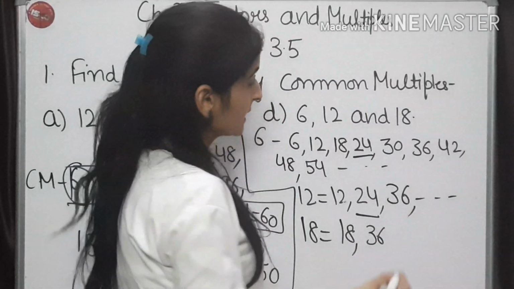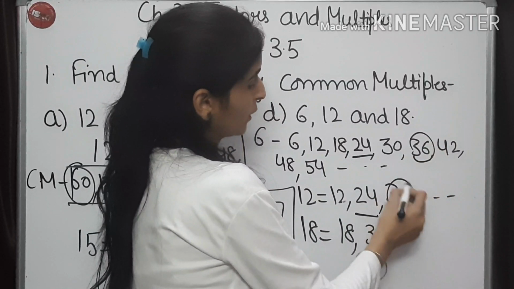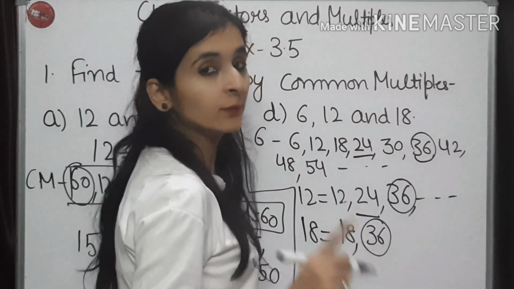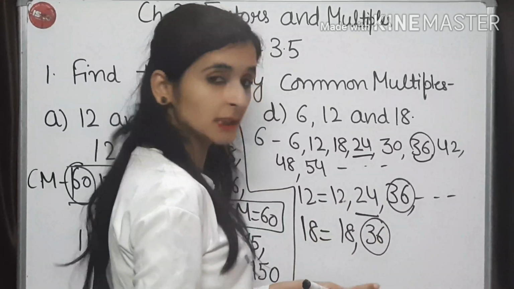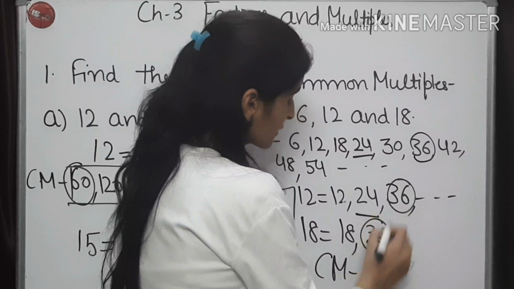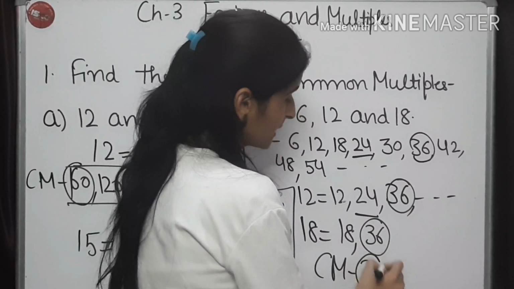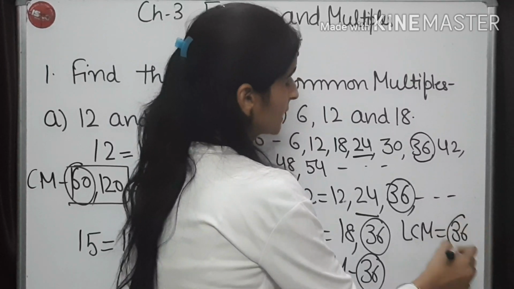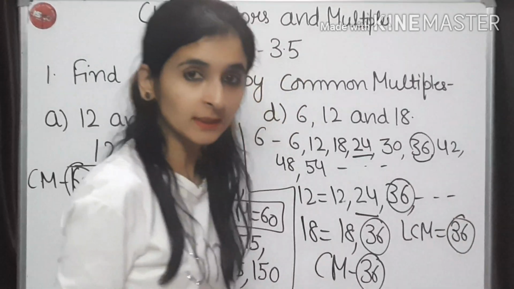So as I can see, 36 is the common multiple of 6, 12 and 18, and it is the first common multiple of these three numbers. Yes. So the least common multiple here will be 36. So it means the LCM will be equal to 36. Is it clear?